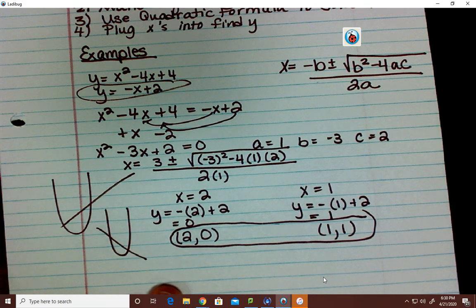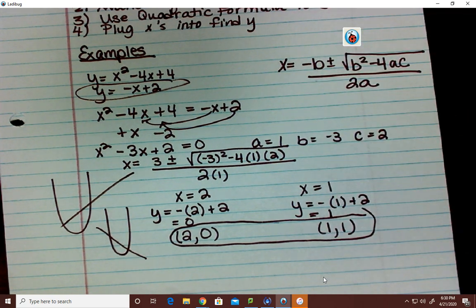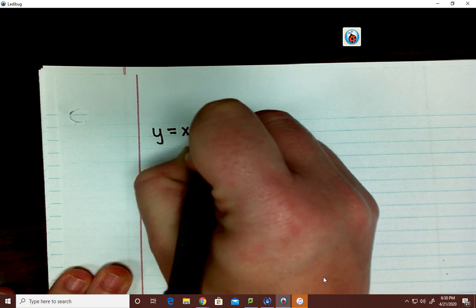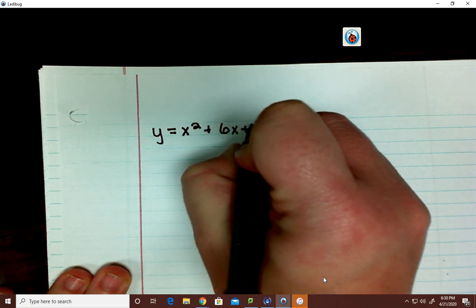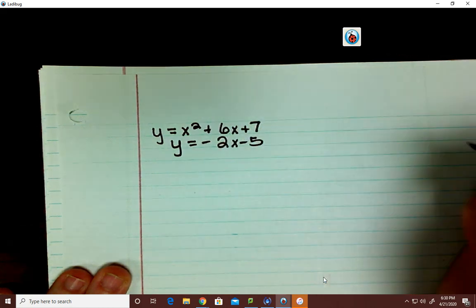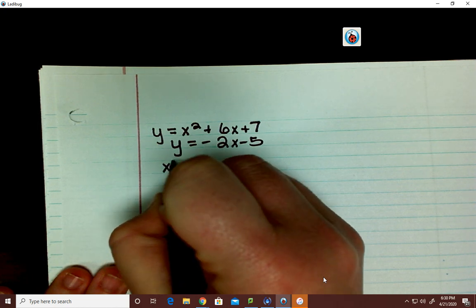All right, so let's go through another one so that we can see. It seems like a lot, but it's the exact same steps over and over and over every time. So let's go through another example. So first thing we do is we set what y equals, these two things, equal to each other.